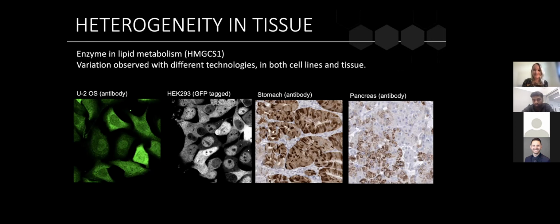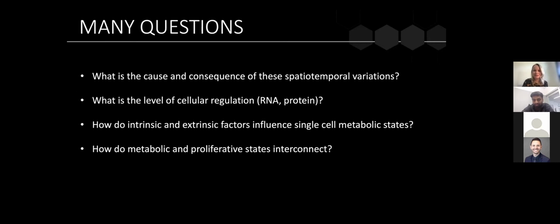And I can tell you it's extensive and it's very interesting. So at this point, we're still sitting on massive data sets and have many questions. What's the cause and consequence of these spatiotemporal variations? What's the level of cellular regulation? Is it RNA or protein? A lot of it is post-translational, as it seems, where we are now.